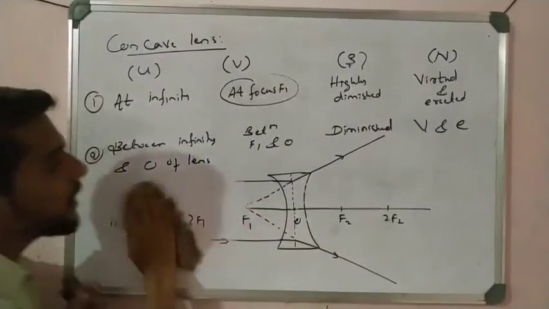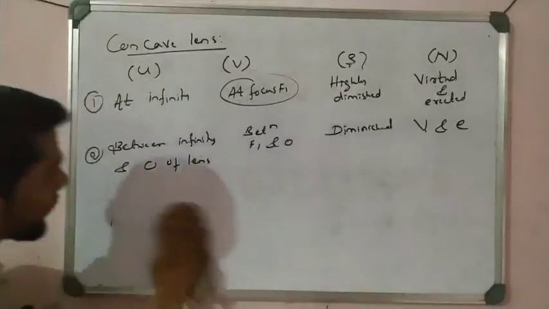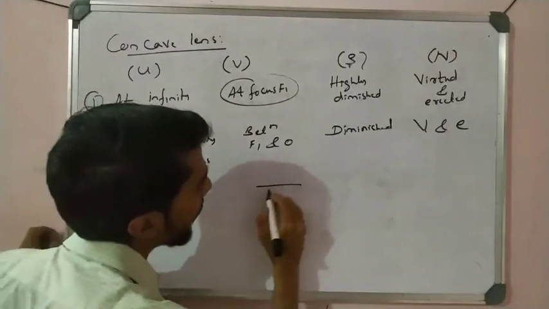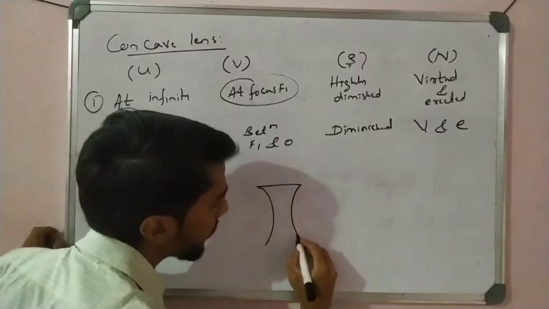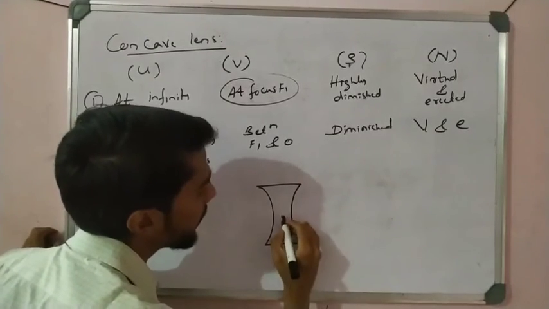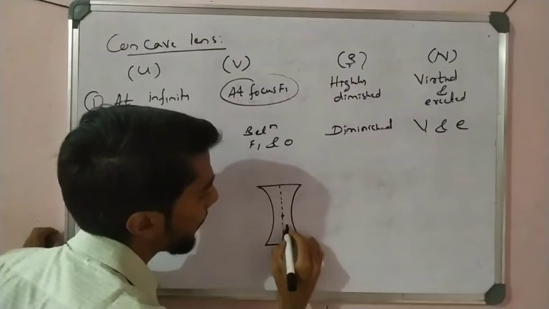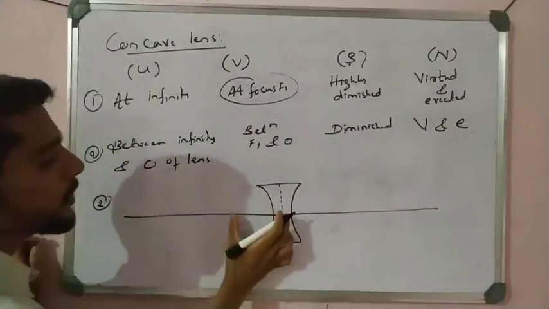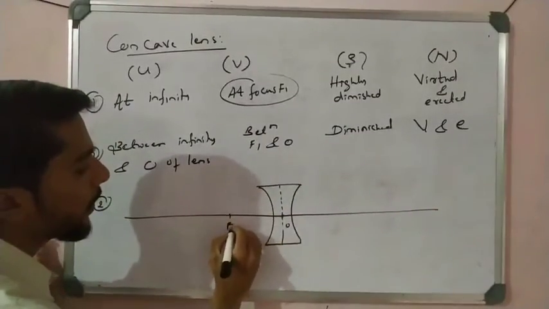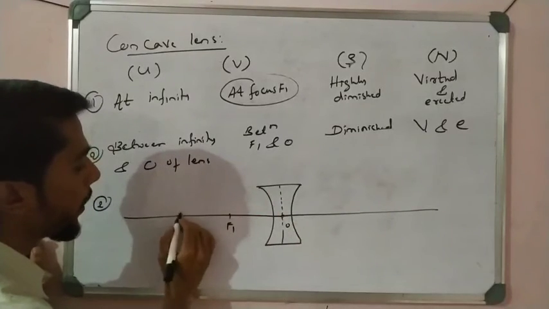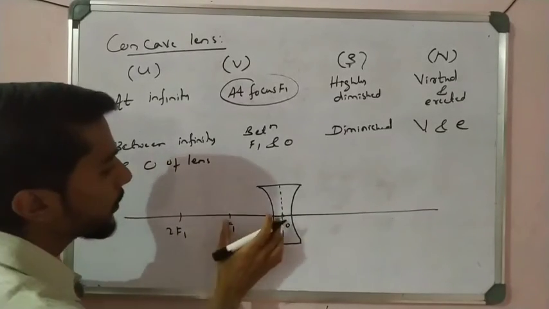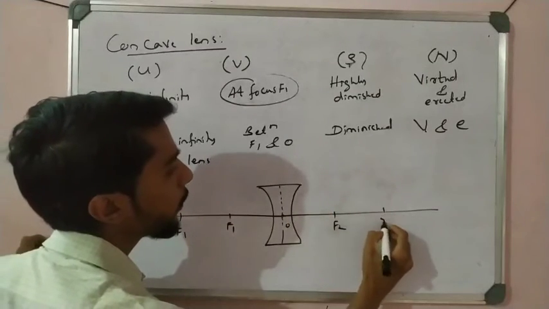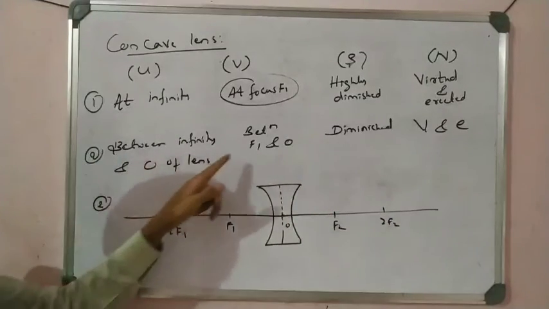Now take the second case. See, second case. Here also the object is between. So see here how much it is: F1, 2F1, F2, 2F2, right?